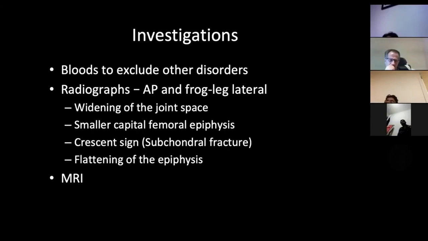So we're going to be looking at widening of the joint space. The reason you get widening of the joint space is because you get hypertrophy of the ligamentum teres. You might see that. You're going to see a smaller femoral epiphysis because it's not developing, because it's got AVN. Crescent sign, which is subchondral fracture, you might see that, and flattening of the epiphysis. The most reliable thing is going to be an MRI.